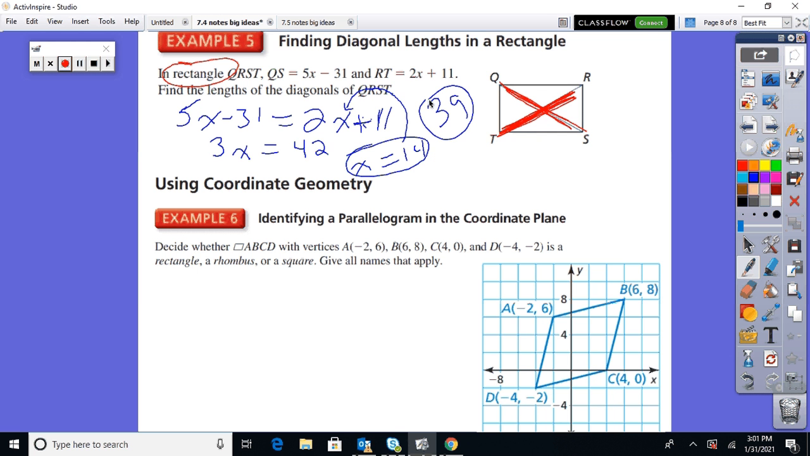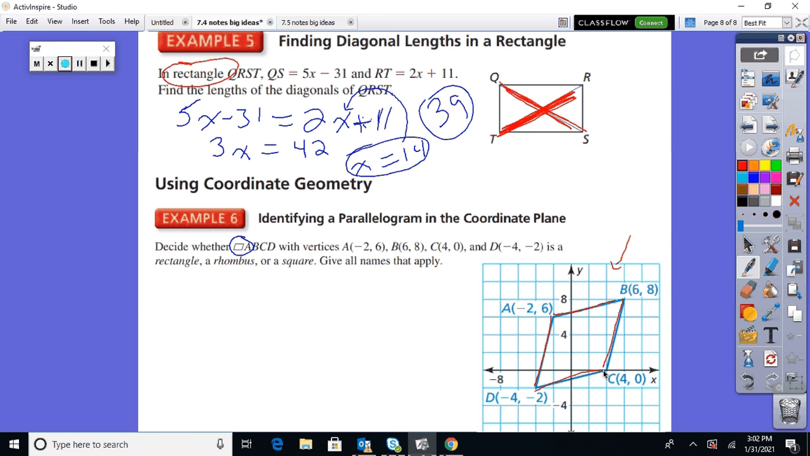And our final example today, identifying a parallelogram in the coordinate plane. Decide whether, so you know it's a parallelogram based on that symbol, it gives you the vertices, is a rectangle, rhombus, or square. Now, the quickest way to do this, to eliminate some stuff, first off, look at it, and it doesn't look like it's going to be a square or a rectangle, but let's just get it out of the way for sure. So, let's see. What makes something a rhombus? What makes something a rectangle? What makes something a square?